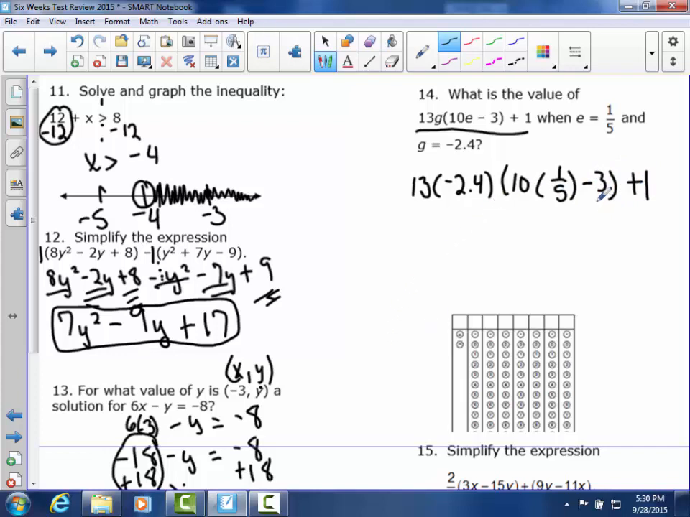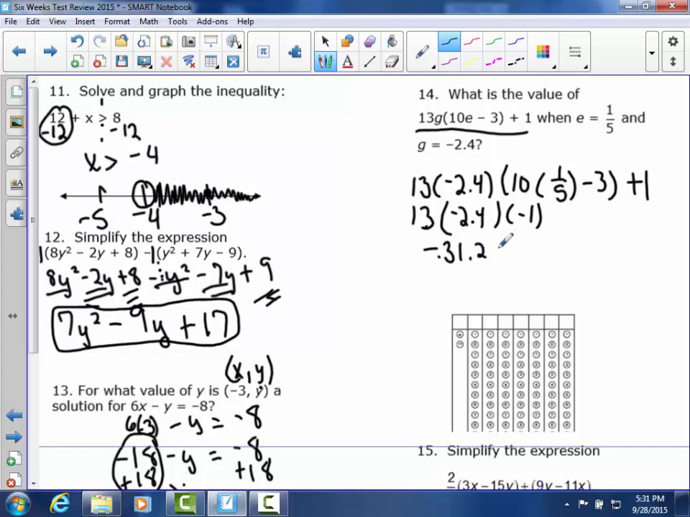Again, I recommend that you type that into your calculator as is, but if you don't have that handy, you want to go ahead and follow your order of operations, which says take care of what's inside the parentheses first. In this case, that would be 10 times 1/5, which is 2, minus 3 is -1. Okay, then you want to multiply 13 times -2.4. That's going to be a big number. Hang on, and I will figure out what that is. Okay, so that would be -31.2.